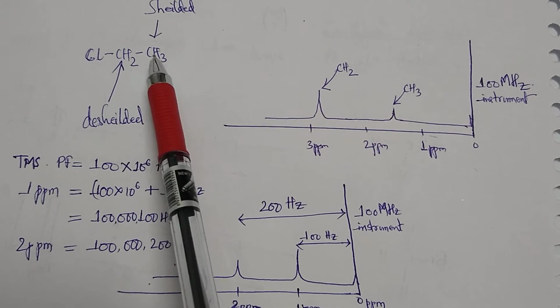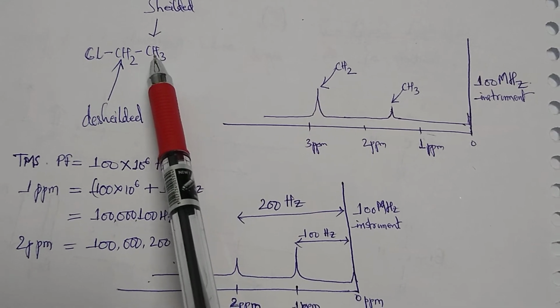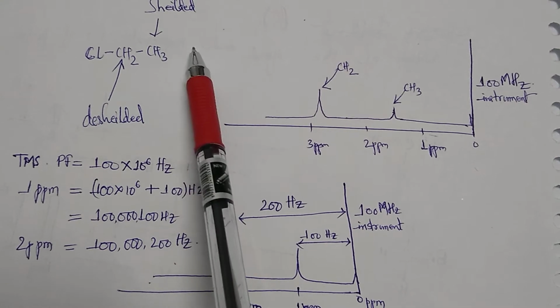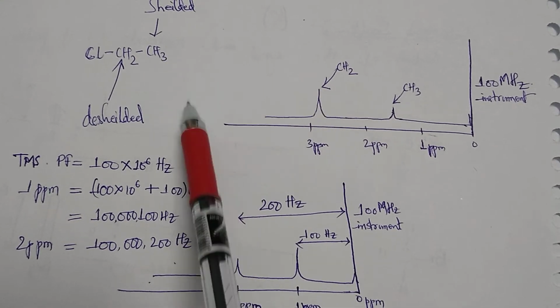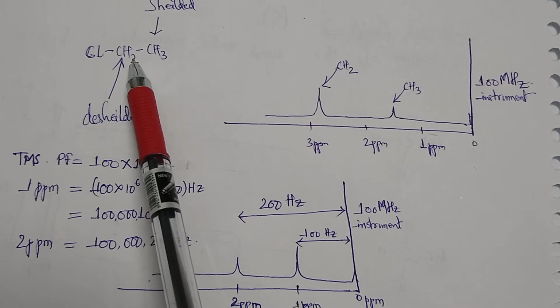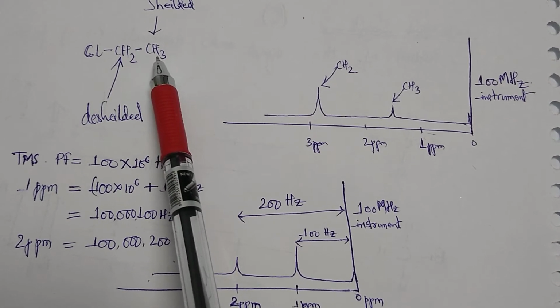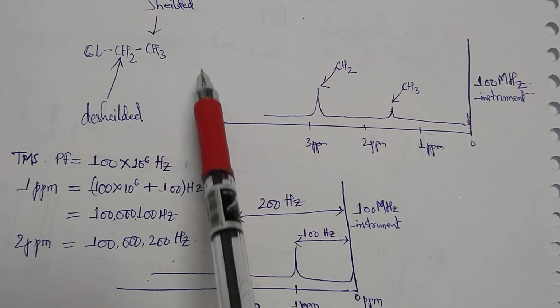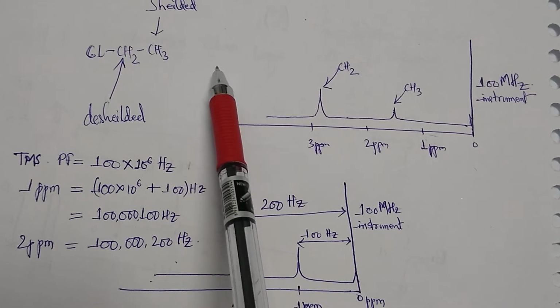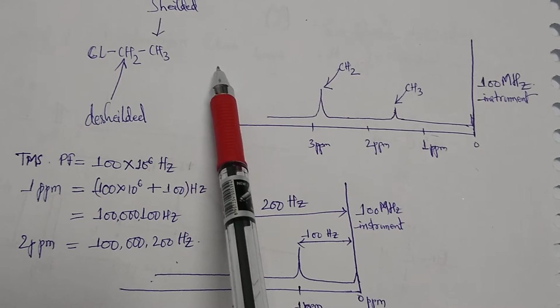So if the effective magnetic field is low for this proton, then the energy gap between the alpha and the beta spin states for these protons will be less compared to that of these CH2 protons. Now, for this proton, if the energy gap is less, then the frequency will be less, since we know that energy is directly proportional to frequency.